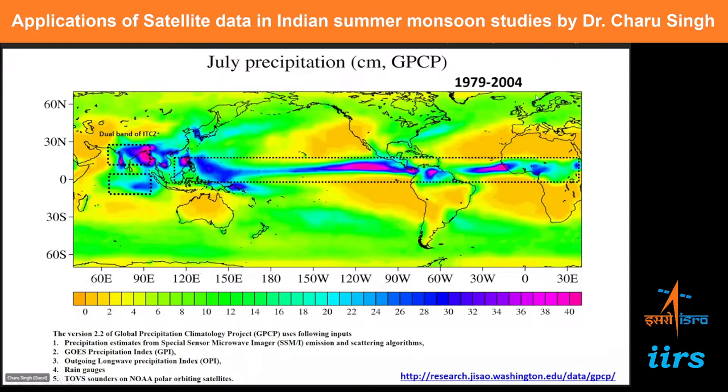And during the monsoon season, see, July is the principal rainy season, July and August. So during July, this is the climatology of the July. You can see over Indian subcontinent, there is a band of high rainfall. At the same time, we can see a band of high rainfall towards the south of Indian land region. So Indian summer monsoon is also characterized as the dual band structure of ITCZ. This is also one of the important features of Indian summer monsoon.